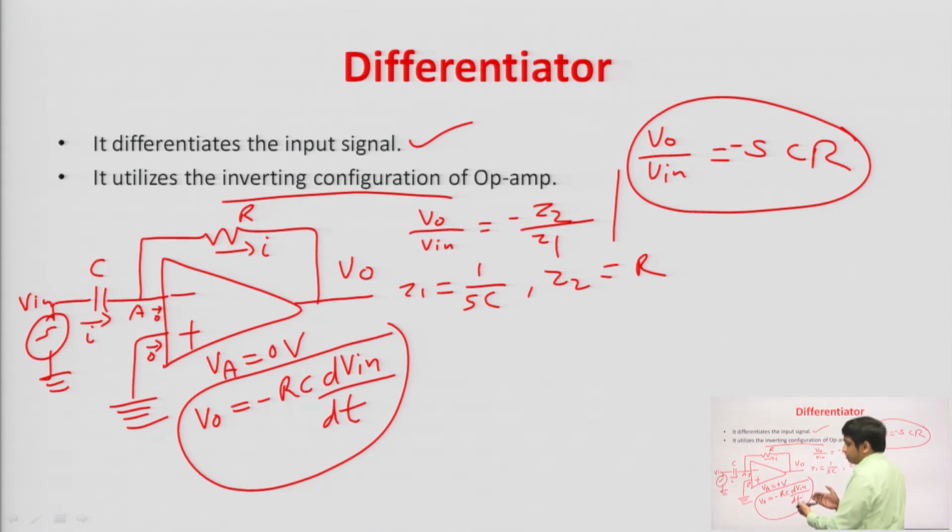If we take the value of the RC product equal to 1, d by dt can be replaced with S. So, after all we will get V naught upon V in equal to minus SCR.